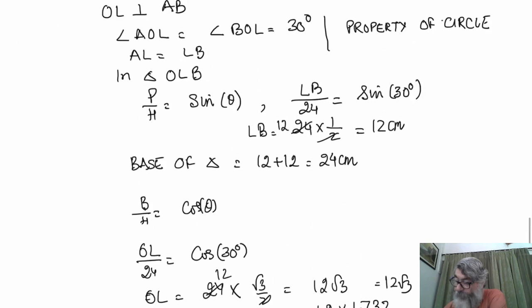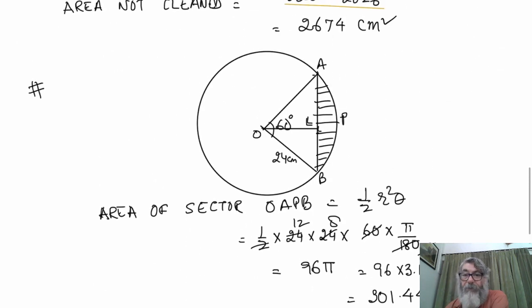Once again, what are we doing? Let's see the question once again. This is the circle given. There are two radii making a sector OAPB, and the radius OB is 24 centimeter, and these two radii are making an angle of 60 degree. The 60 degree is the central angle, and he wants to calculate the shaded area shown in the figure. For calculating the shaded area, first we calculate the area of the sector.